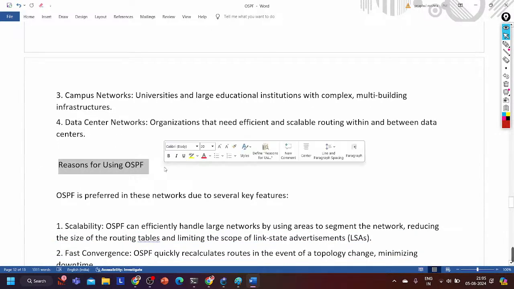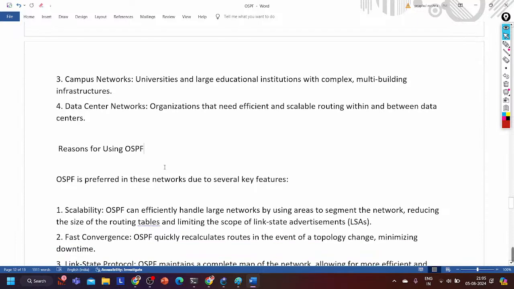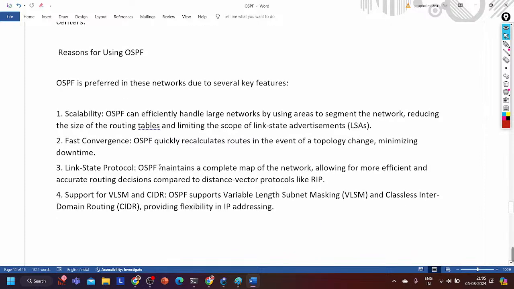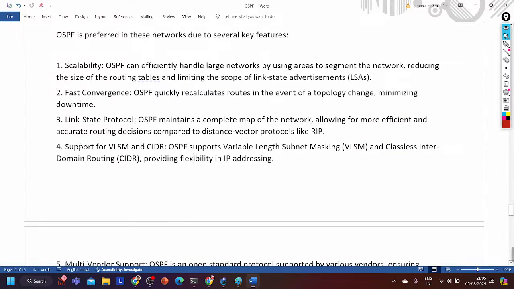Reasons for using OSPF. What are the reasons? First reason, scalability. Second reason, fast convergence. It is a link state routing protocol, which means we'll have complete information. OSPF maintains a complete map of the network, allowing more efficient and accurate routing decisions compared to distance vector routing protocols like RIP. Then OSPF supports VLSM and CIDR.